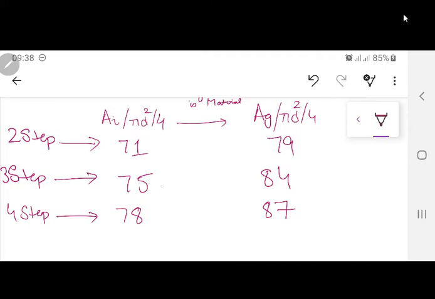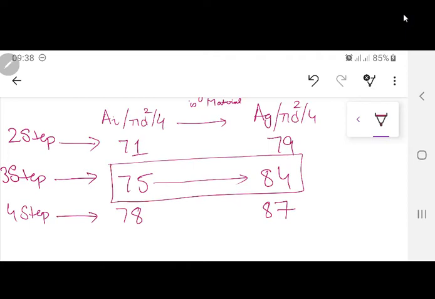And I have given you the assignment that you have to prove it for a three-step core, that the ratio of AI divided by pi d square by 4 is actually equal to 0.75. And then you have to prove it for this 0.84, and based on your second factor, you have to prove that it is 0.75 or whatever value. So this is the simple table. I just wanted to elaborate these two ratios.